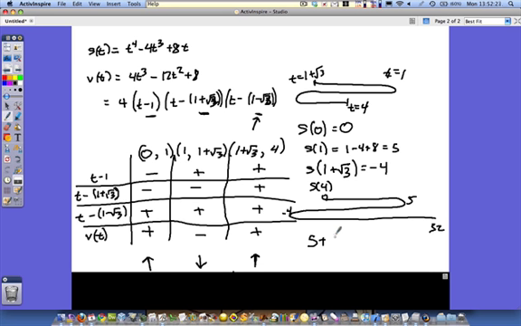Total distance traveled is 5 and 9, this distance here, and 36 more. And so that's going to be, it looks like 50 units. That's the total distance traveled.